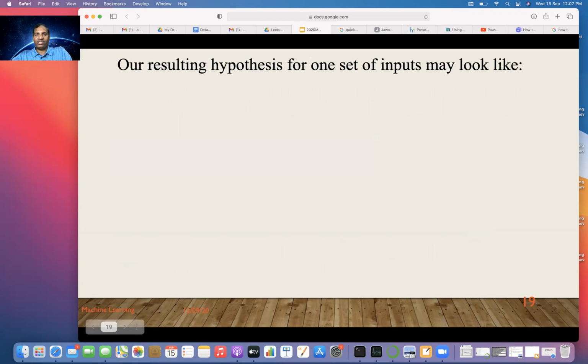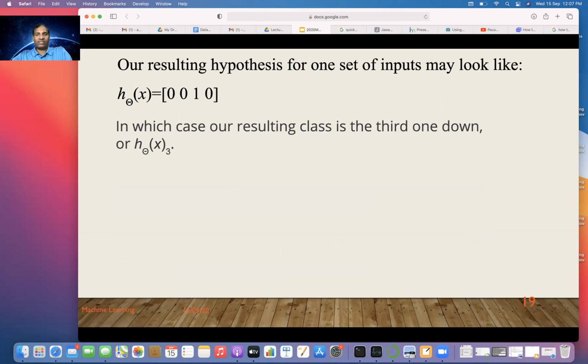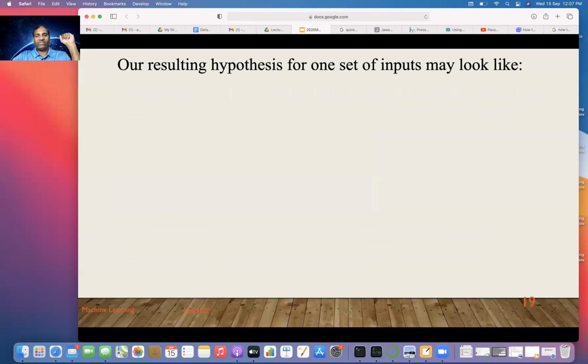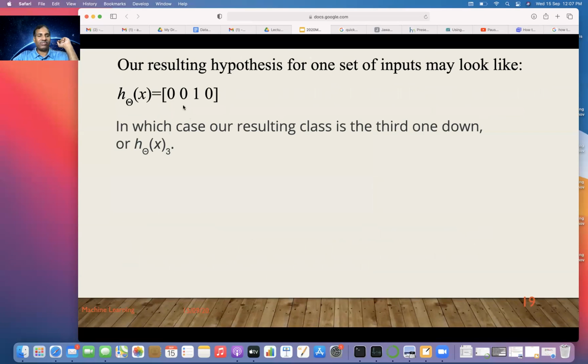So at a time you will get 4 hypothesis functions based on this. Only one will always be non-zero, and the remaining will all become 0. Wherever you get a non-zero value, or one value, the prediction will become that particular class. So here the prediction h theta x equal to 0, 0, 1, 0 means this is the third class prediction, in which case our resulting class is the third one down, or h theta x3.